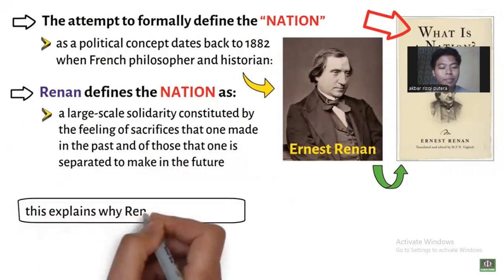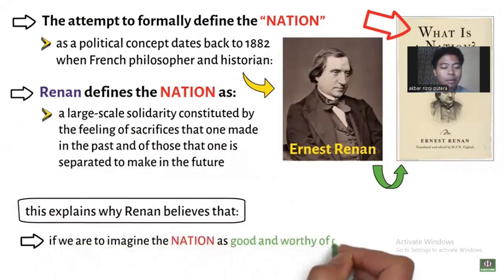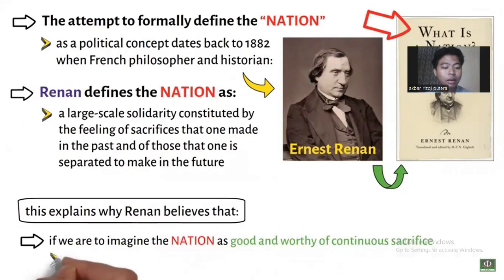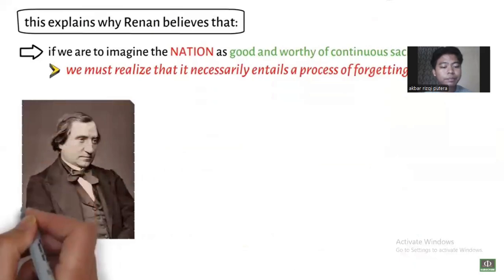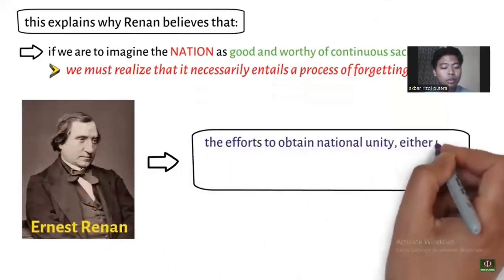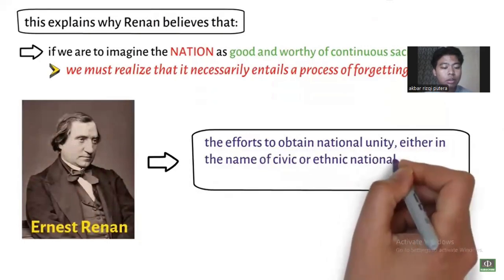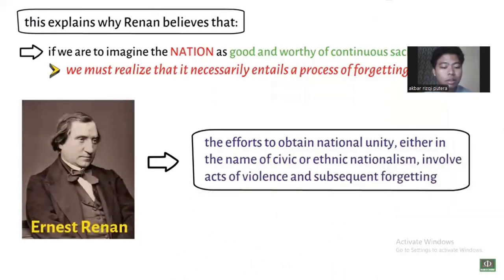This explains why Renan believes that if we are to imagine the nation as good and worthy of continuous sacrifice, we must realize that it necessarily entails a process of forgetting. This is because, for Renan, the efforts to obtain national unity, either in the name of civic or ethnic nationalism, involve acts of violence and subsequent forgetting.